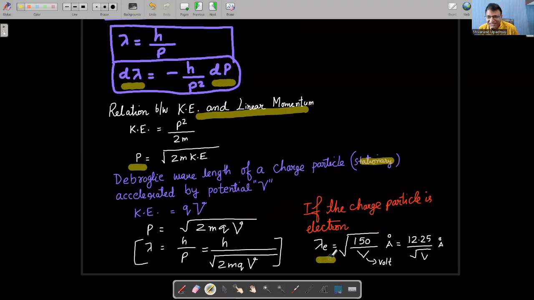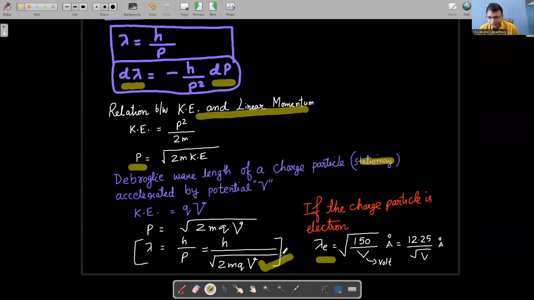So when we are applying this formula, which is also given in physics, lambda is equal to under root 150 divided by V, where V is in volt. This is only valid for electron. So suppose in place of electron, some proton is there. So you will apply this formula and then you can relate and solve it.